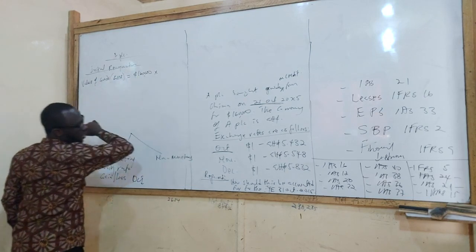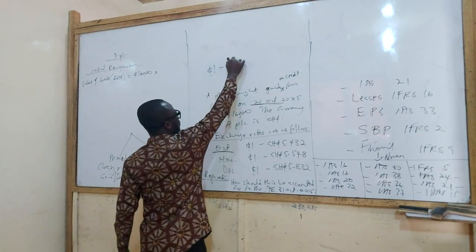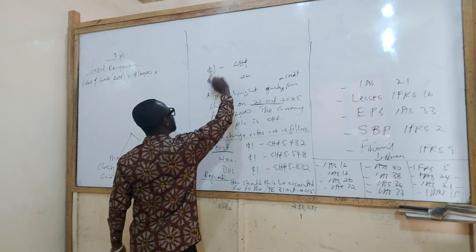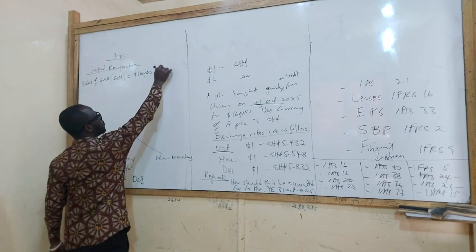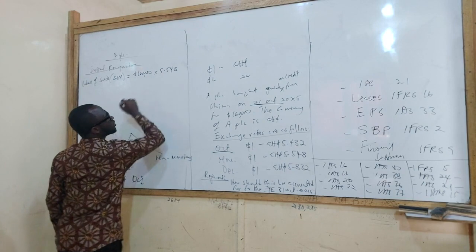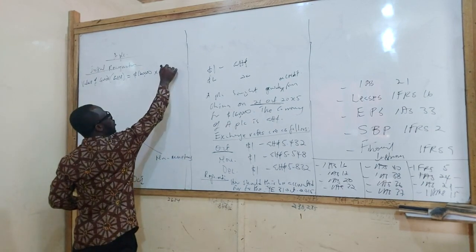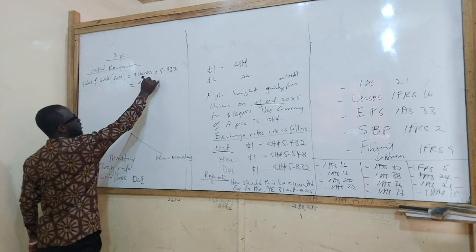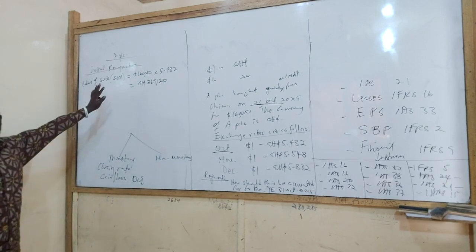Are we multiplying or dividing? So $1 is whatever in Ghana cedis, so $160,000 we multiply by the October rate, 5.432. So what do we have? 869,120. So that is the value of the goods now.